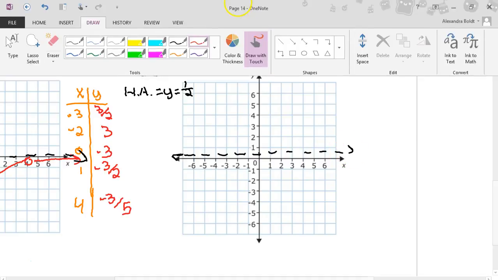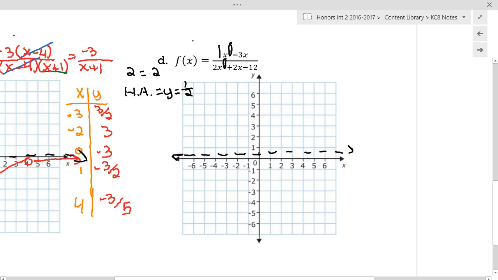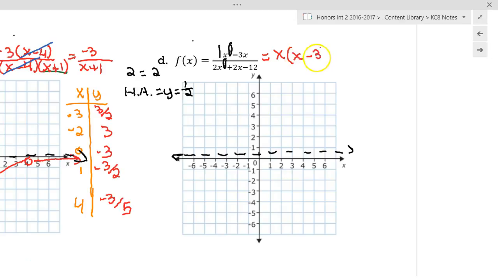Now I'm going to factor. So x squared minus 3x has a common factor of x. Taking that out, I'm left with x minus 3. Here, 2x squared, 2x, and negative 12 have a common factor of 2. So I'm going to take out my common factor first, and then I'm going to continue to factor that. X squared plus x minus 6 factors into x plus 3, x minus 2.